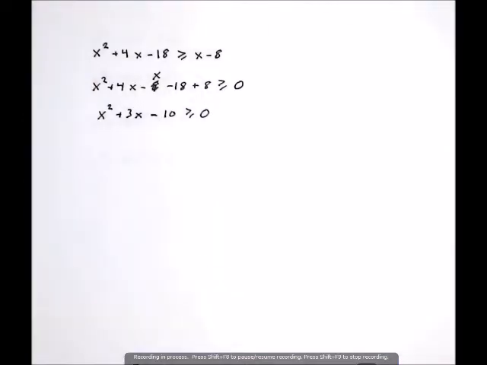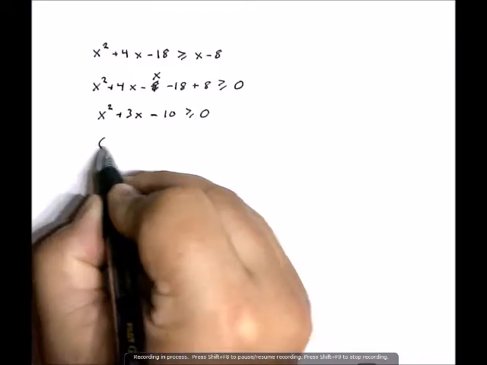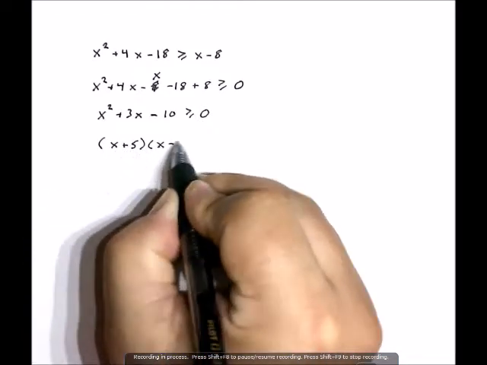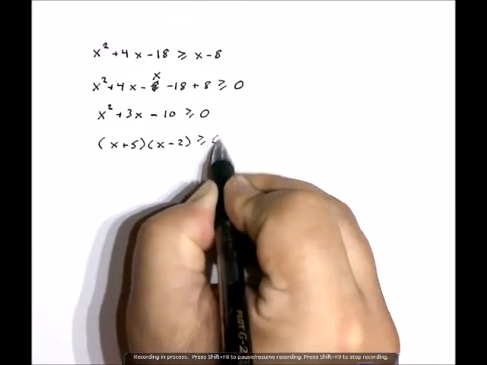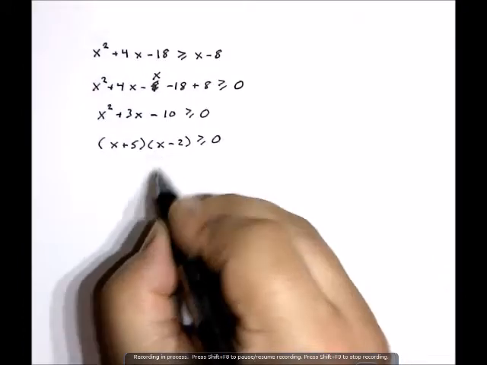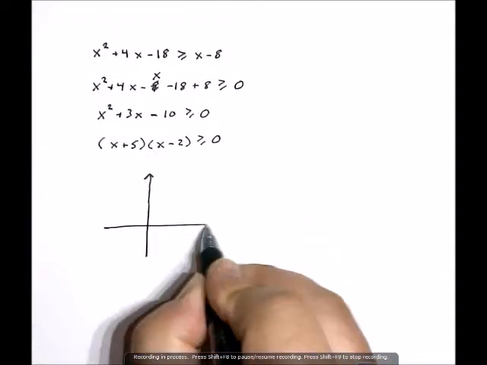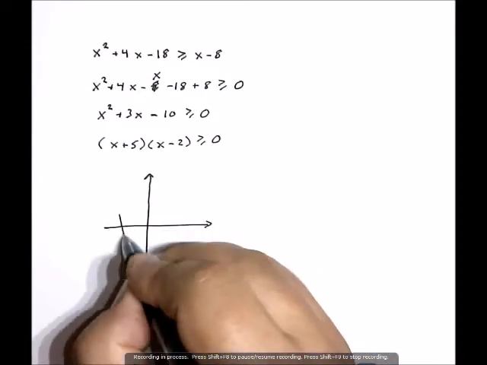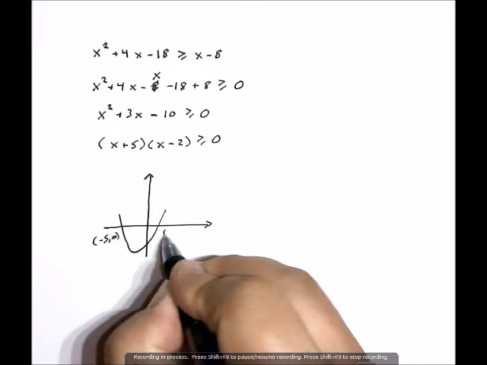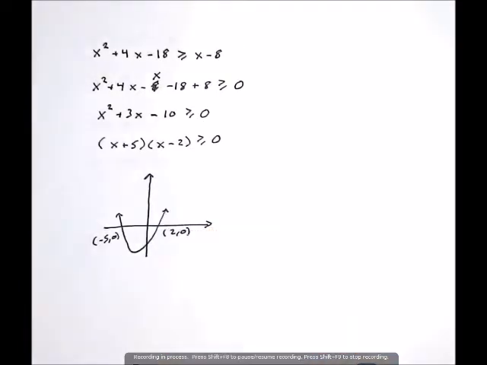And I have to factor this. So 2 factors of 10, opposite signs that add to positive 3, will be x plus 5 and x minus 2. Now I graph this. And that's a parabola opening upward and crossing the x-axis at negative 5 and 2. So something like that.